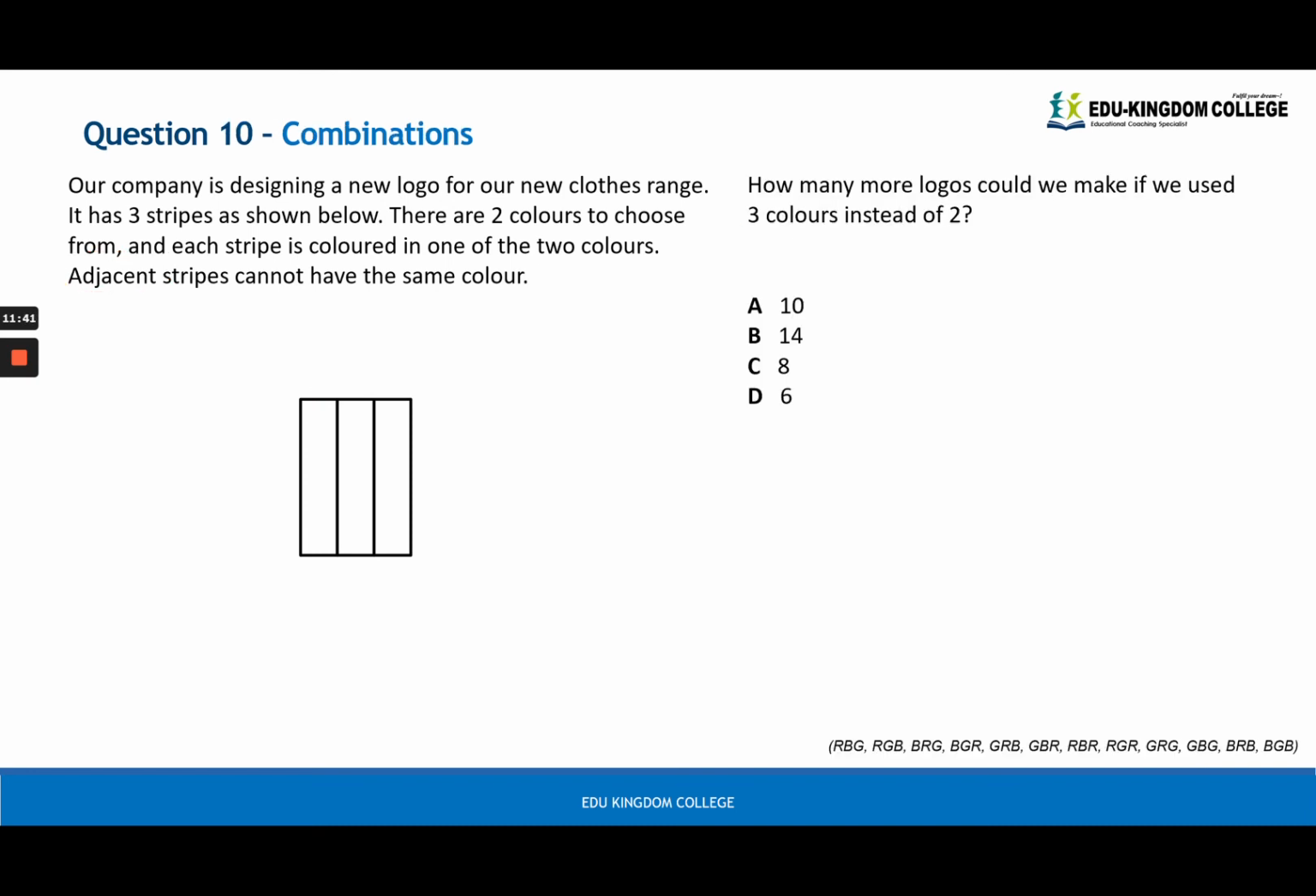How many logos could we make if we use 3 colors instead of 2? Okay, so let's do red, blue, and green. We're going to have red, blue, green. We're going to have red, green, blue. Right? We're going to have blue, red, green, blue, green, red. We're going to have green, red, blue, green, blue, red. So these are the ones with all different colors.